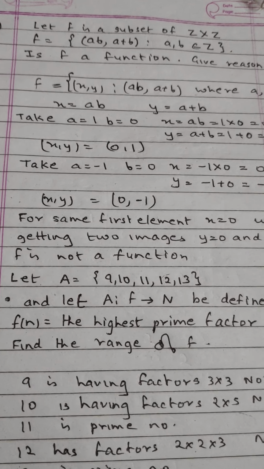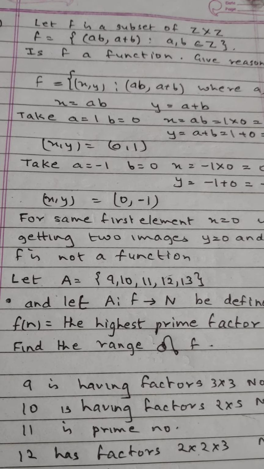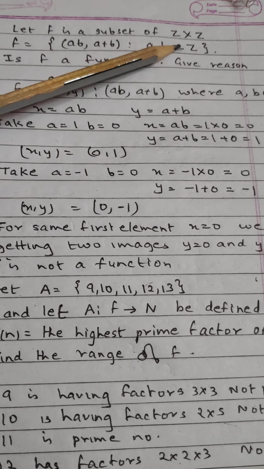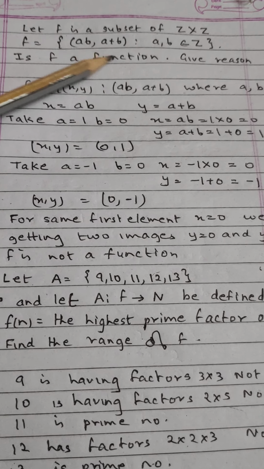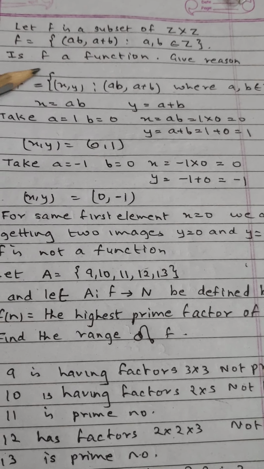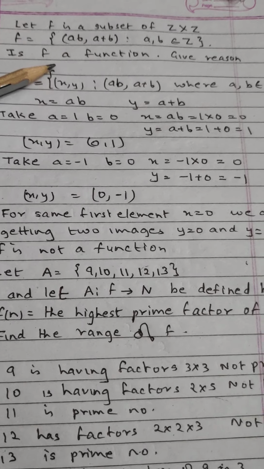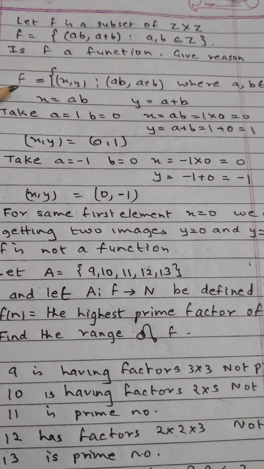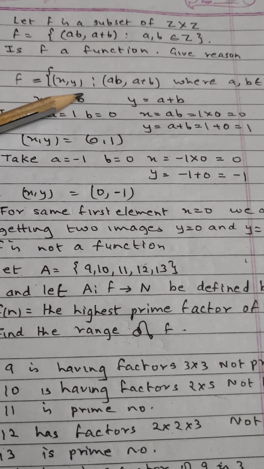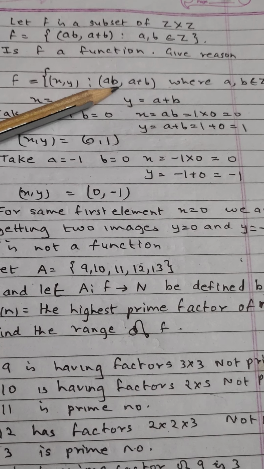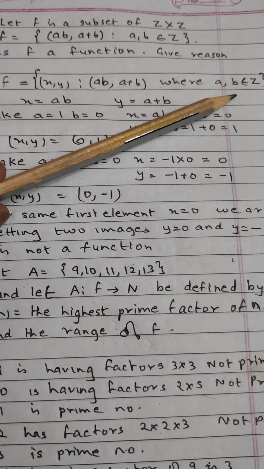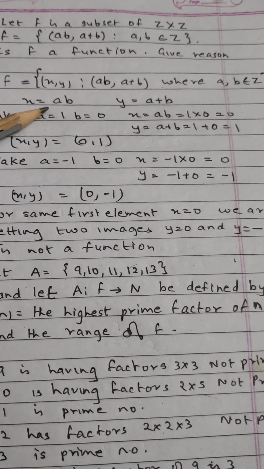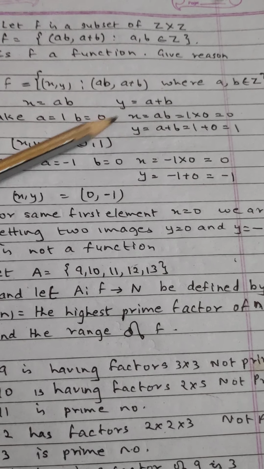Let F be a subset of Z cross Z. What is Z? Z is the set of integers. What is the function? (A, B) maps to A plus B, where A, B belong to Z. Is F a function? Give reason. What is F? The pairs (X, Y), where X is AB and Y is A plus B. A and B are some integers. X is equal to AB and Y is equal to A plus B.